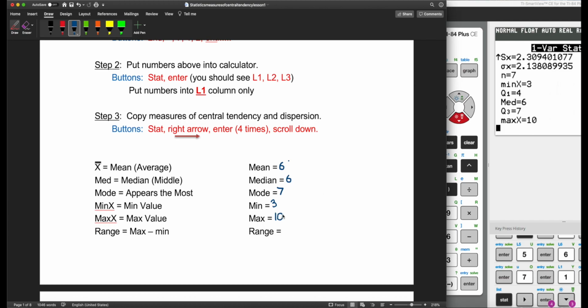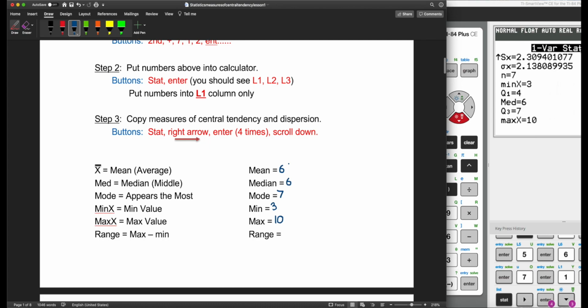Now, why did I find my min and my max? Because I'm looking for the range, all right? And you'll notice there's nothing that says range equals. In order to find range, you have to take your max value, your largest value, and subtract it with the min or smallest value. That's how you find the range of this data set. 10 minus 3, the range of this data set is 7.